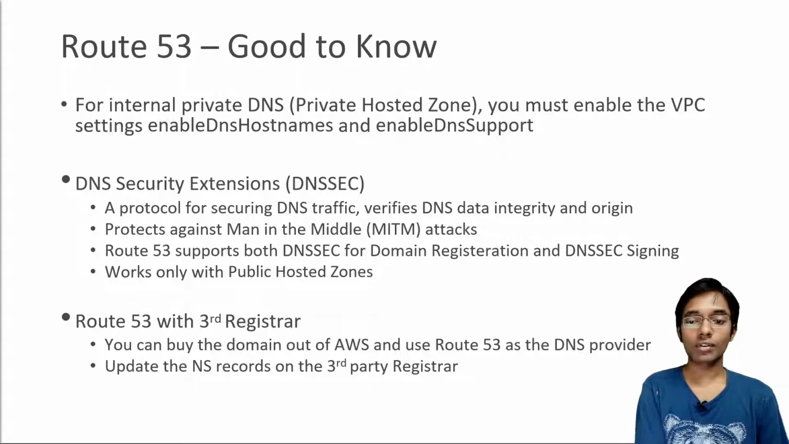Route 53 has support for both DNSSEC and domain registration, and also DNSSEC signing. It only works for the public hosted zones. Finally, you can use Route 53 with a third-party registrar, in which case you buy the domain outside of AWS, but you still use Route 53 as your DNS provider. For this, you just update the NS records on the registrar and point them to AWS.